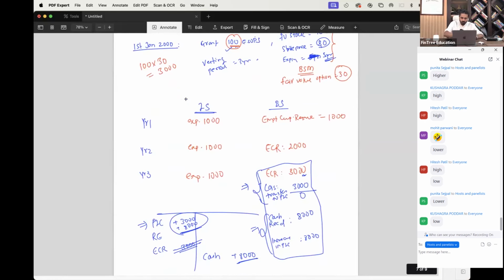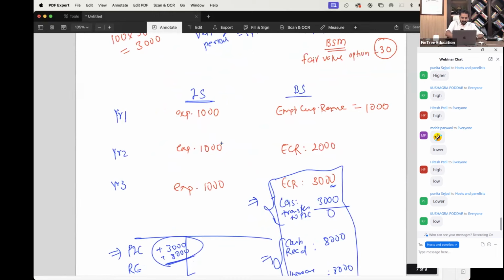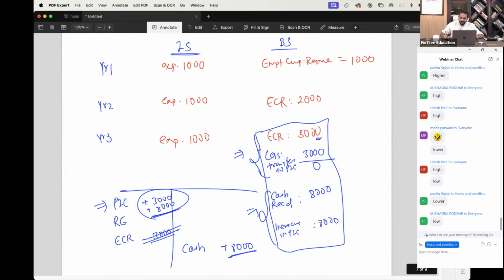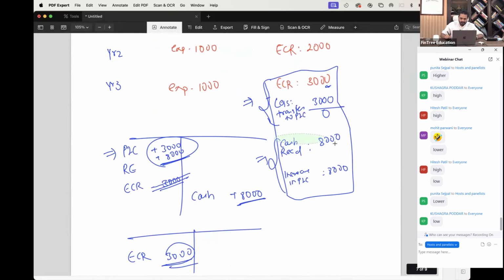One small point I want to make. In this previous example, when we receive this cash from employees, this is the first time your cash flow statement will be affected, because with everything that we were doing till now, there was no impact on the cash flow statement. I was just giving shares free. But this is the first time I'm receiving cash. So this will have an impact on the cash flow statement.